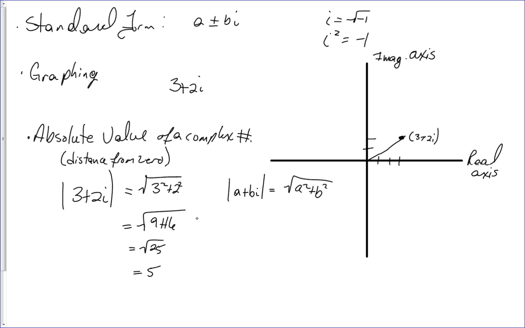Whoops, I have 2 examples, and I did the other example. I didn't do this one. Well, let's do this one. Sorry about that. This is going to be the square root of 9 plus 4, which gives you the square root of 13, and of course that does not reduce. So the absolute value of 3 plus 2i is the square root of 13. All right, it is the square root of 13.